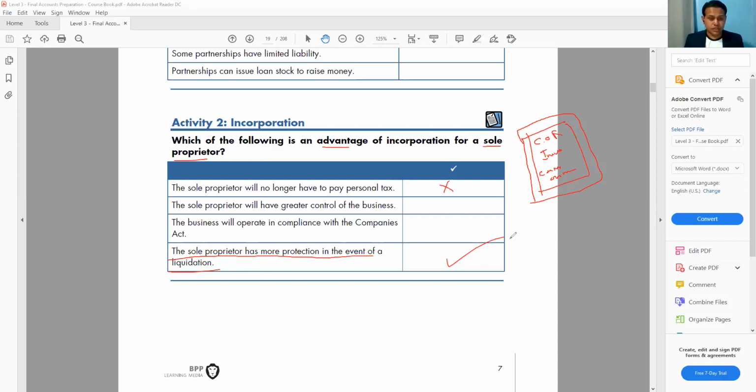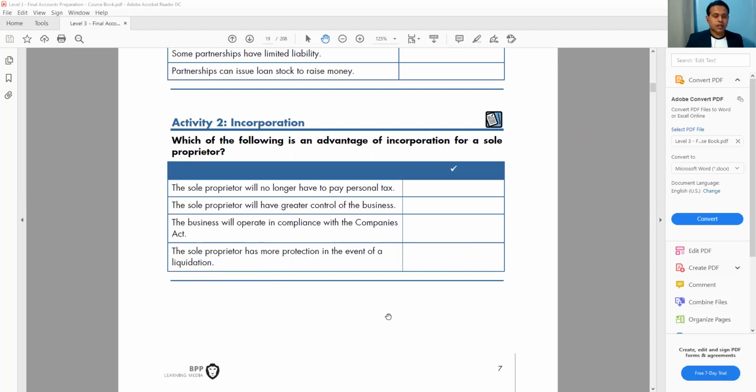So the sole proprietor has more protection in the event of a liquidation. Liquidation means when you close the company, when you cease the business, when you shut down the business. At that time no one can come and charge your personal asset. This is the biggest advantage they get if they are incorporated. If they're not incorporated, they will sell your personal asset and take the money from there.